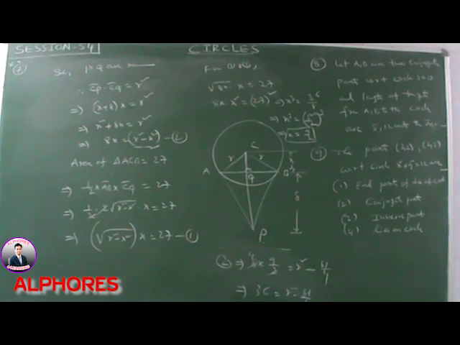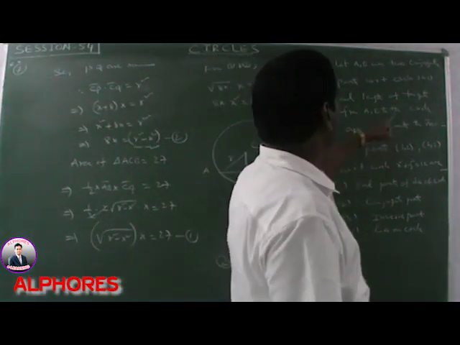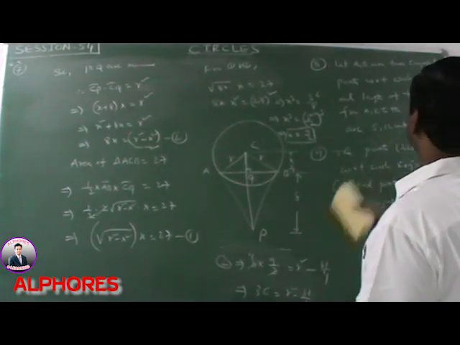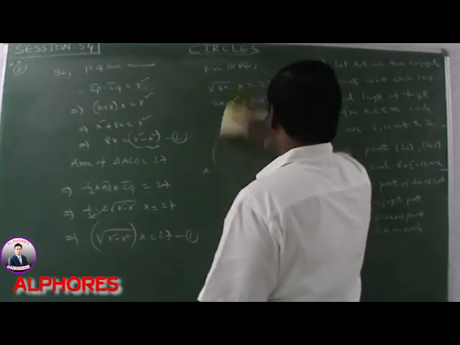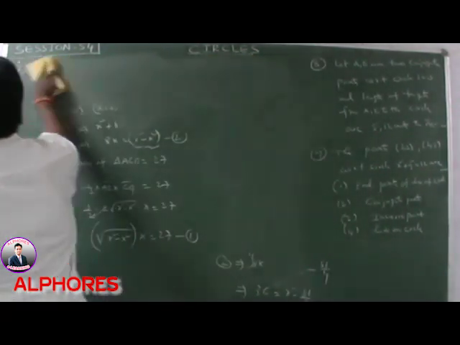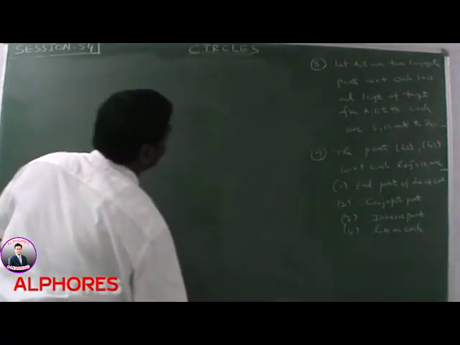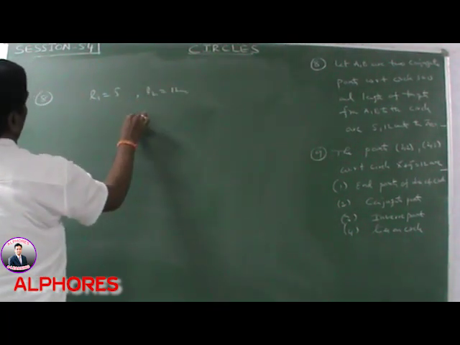Next, 8th one. Let A, B be two conjugate points with respect to the circle S is equal to 0, and the lengths of the tangents from A, B to the circle are 5, 12 units. Then AB is equal to dash. A, B are two conjugate points with respect to the circle S is equal to 0. Lengths of the tangents: L1 is equal to 5 units, L2 is equal to 12 units. A, B are conjugate points.